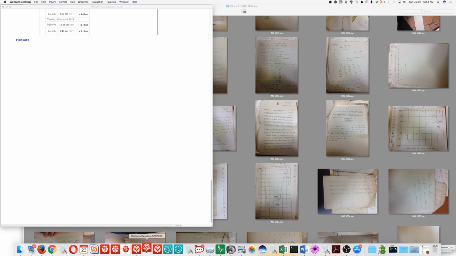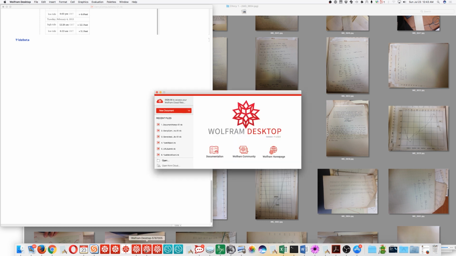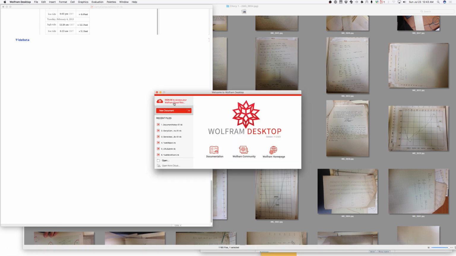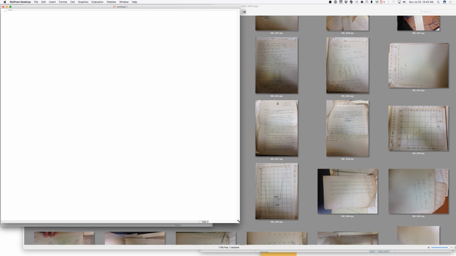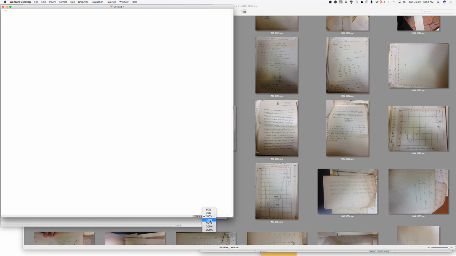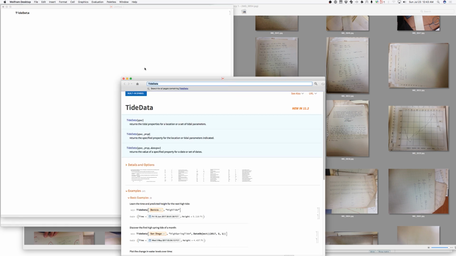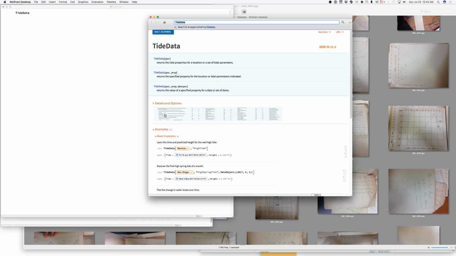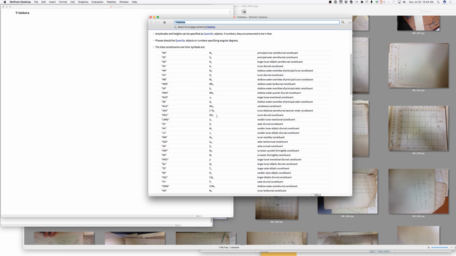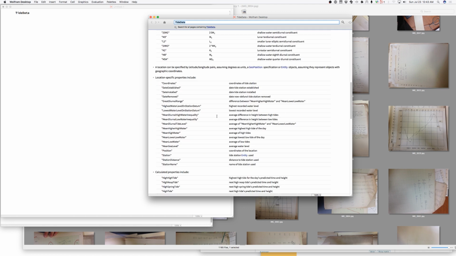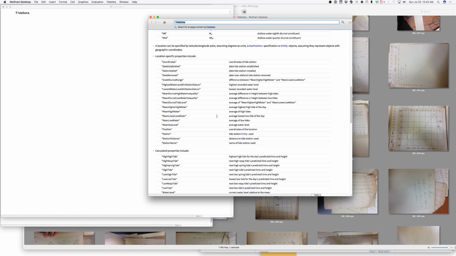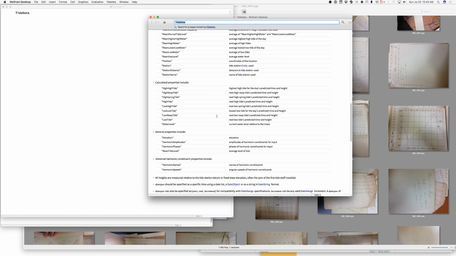So let me start up a new unreleased version here and see if I can do this. Let me make a new document here and make it a bit bigger. I think we have a new function called tide data, which is the fully computable version of things. Okay, so this is tidal parameters. Oh wow, those are all the components of the tide. So let's see, the intertidal neap tide, and so on.